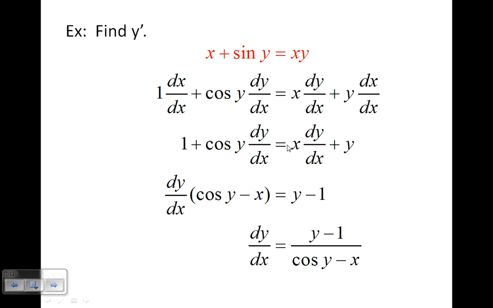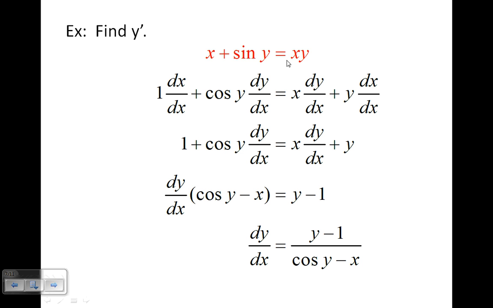So this one is find y prime, that means first derivative. So I'm going to go term by term. Derivative of x is just 1. You can say 1 dx/dx, but of course it's just 1. Derivative of sine y would be positive cosine y times the derivative of y, which is dy/dx.